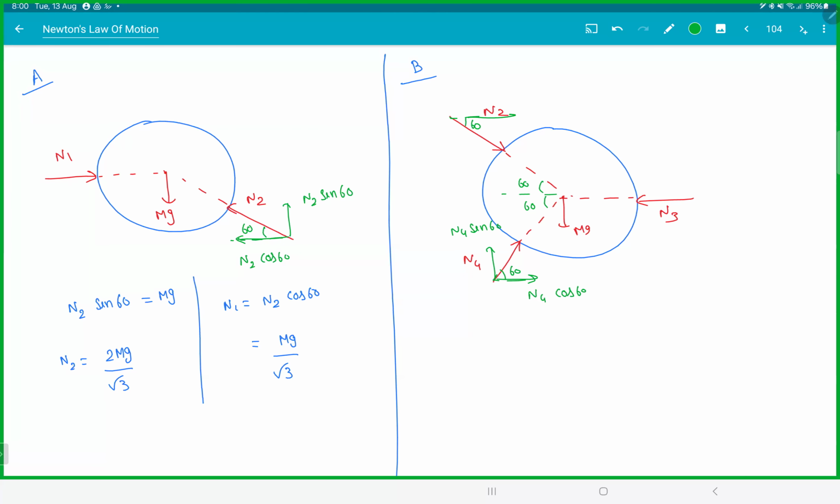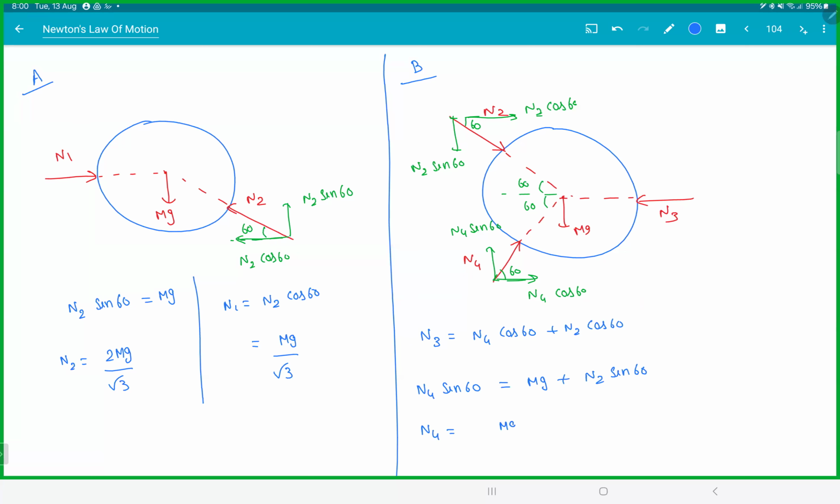This is 60. So horizontal is N2 cos 60. Nothing like brute force solving. You just put the equations and solve. All the forces in the horizontal direction, N3 is balanced by N4 cos 60 plus N2 cos 60. And N2 ka value, I need to find N4 also. What about N4? In the vertical direction, the only guy who's pushing up is N4 sin 60, that is balancing mg plus also N2 sin 60.